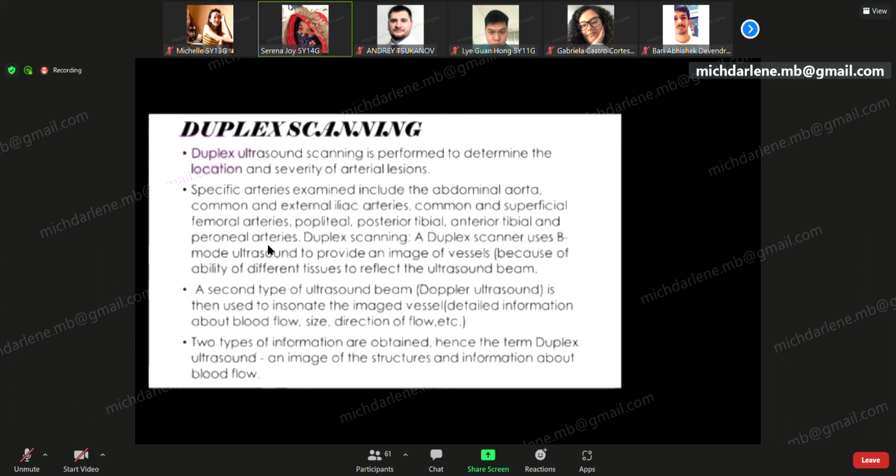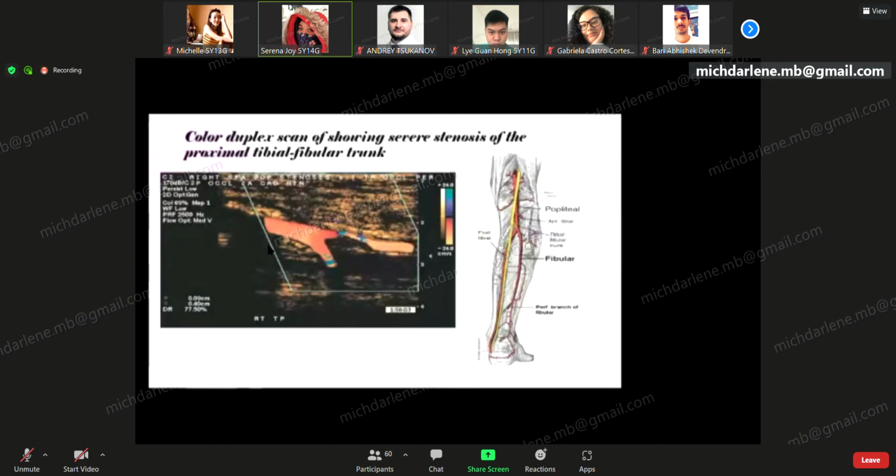Duplex scanning. A duplex scanner uses B-mode ultrasound providing an image of vessels. A second type of ultrasound beam is used to assess the flow in the imaged vessels. Two types of information are obtained from duplex ultrasound: an image of the structures and information about blood flow. So in this picture you see color duplex scanning showing severe stenosis of the proximal tibiofibular trunk.